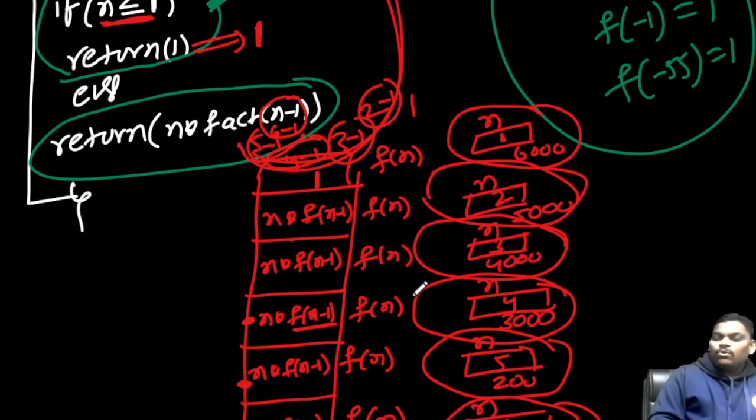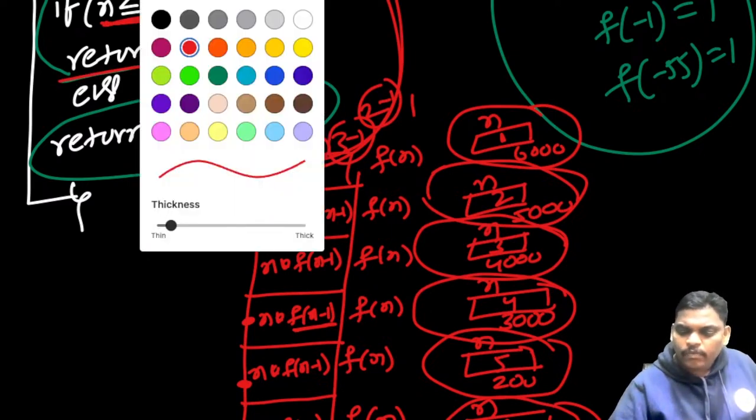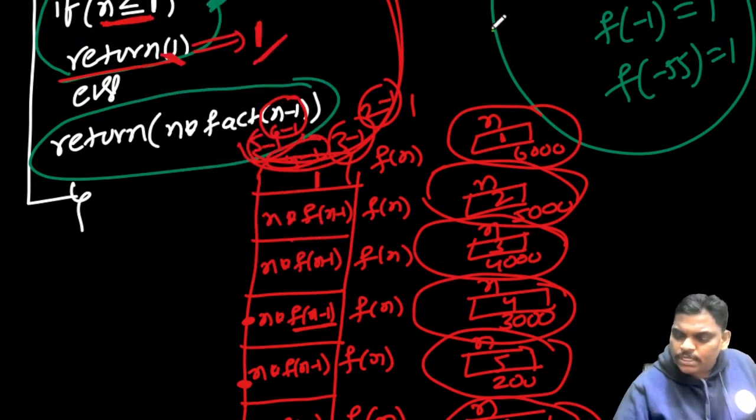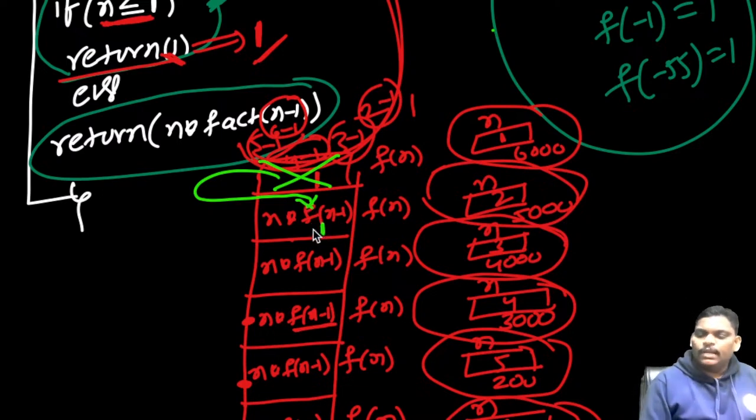Now let me ask you, wherever you are at that place, what is the n value? 1. And one more thing, listen: whenever this return 1 comes, return means pop. When you say return, this is popped out. That return value goes to the place from which you came. So that 1 comes to here. You pop it, the returning value goes to where you came from.